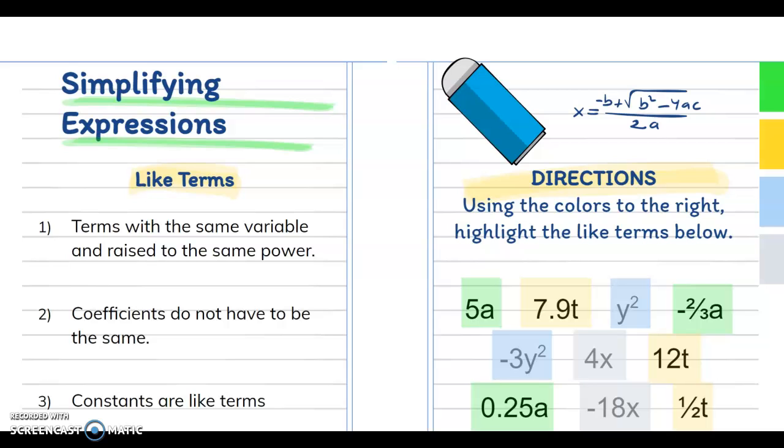Notice that the sign in front of the number stays with the number. Everything's highlighted, including that sign. So this is what your page should look like before you move on.